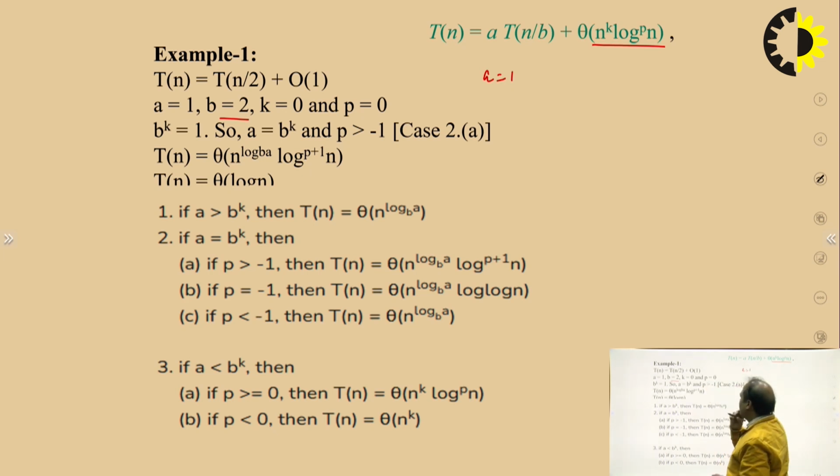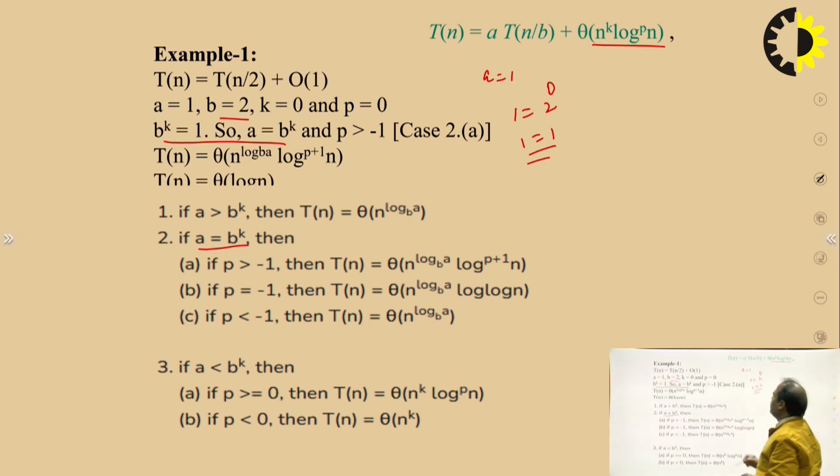Now a is 1 and b to the power k is 2 to the power 0. So a equals b to the power k: 1 equals 1. That means this is case number 2. Now p is 0, so 0 greater than -1, which is true. In this case, T(n) is given by this answer.